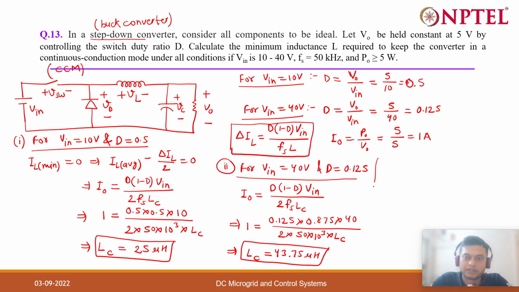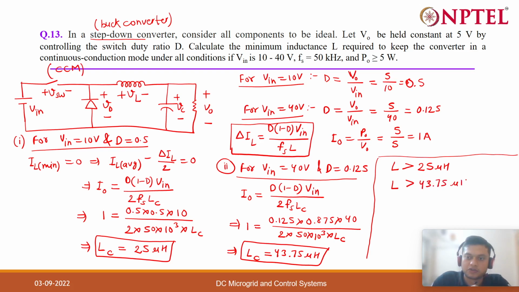So from the first and second parts, the first part says that the minimum value of L should be 25 microhenry. Sorry, I said millihenry, it was microhenry. So the minimum value of inductance should be 25 microhenry, so L should be greater than 25 microhenry. And the second part says that the minimum inductor value should be 43.75 microhenry. So what do you think the final LC value will be, so that it never goes into discontinuous mode and always operates in continuous conduction mode, whether the duty ratio is 0.5 or 0.125? It has to satisfy both the conditions.